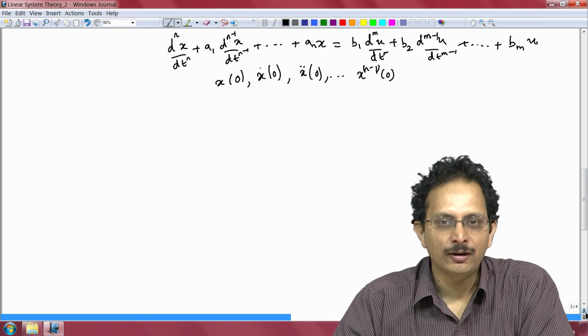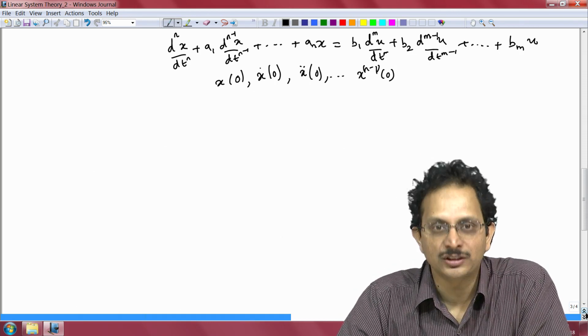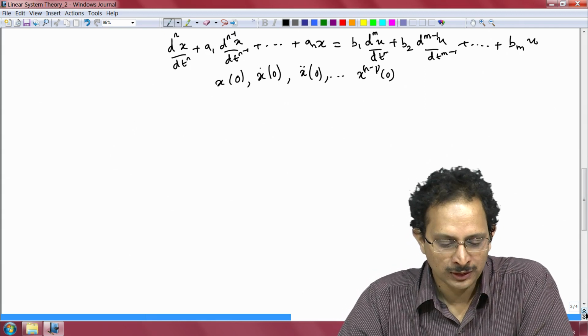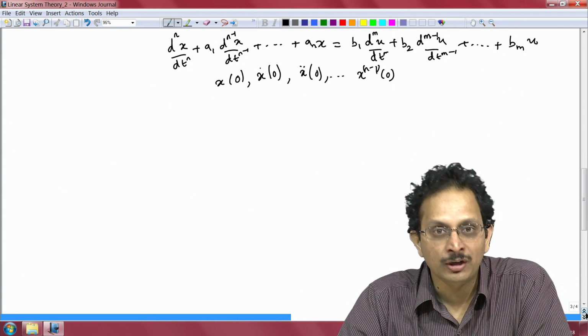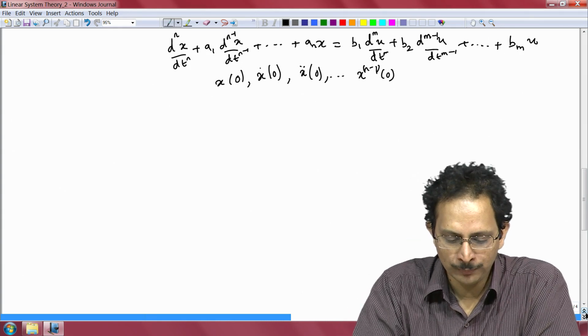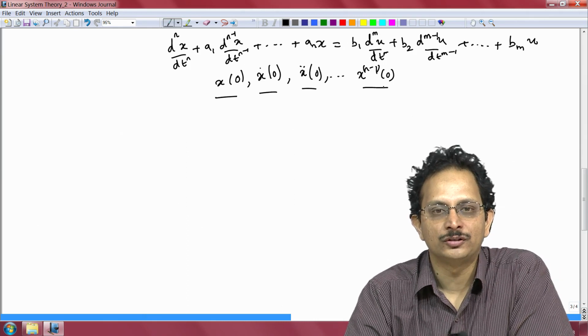It is not enough for us to just write down the differential equation that the system obeys, we also have to specify its initial conditions. Since our system is assumed to obey an nth order differential equation, we would have n initial conditions, namely x of 0, x dot of 0, x double dot of 0 and up to the n minus 1th derivative of x at 0.